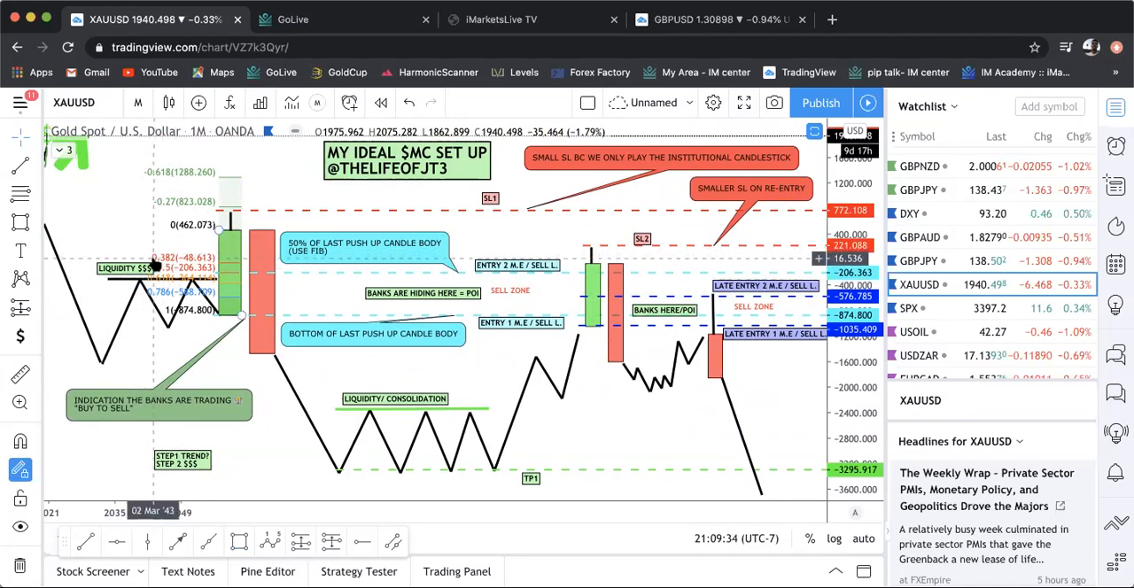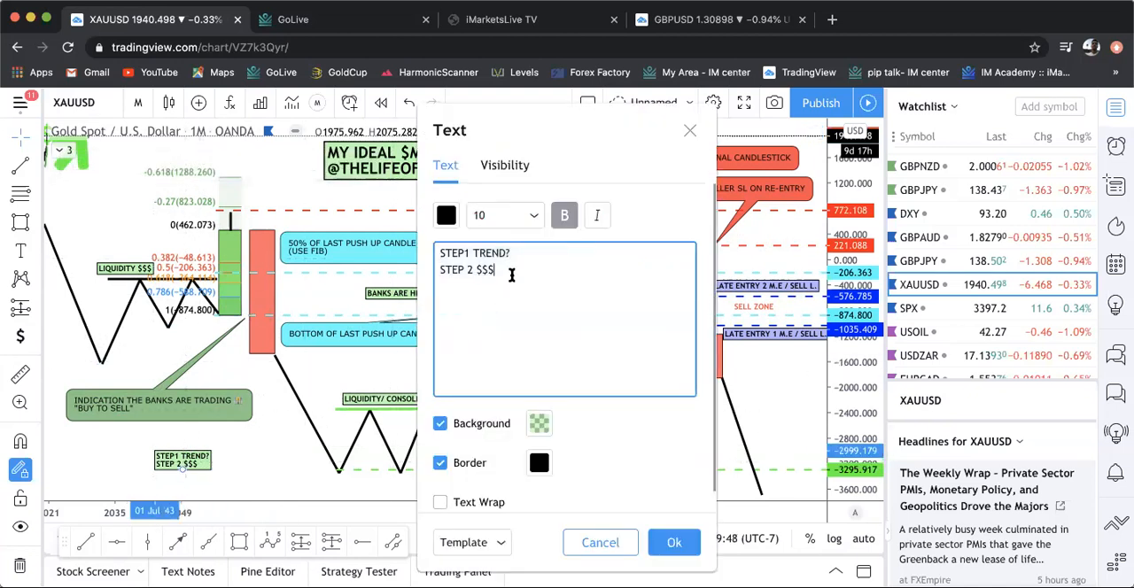Now with that being said, knowing that we do have money, we're waiting for the banks to enter the game. The indication that banks are actually in the game is the banks buying to sell. It's this actual institutional candlestick. So step number three, we're looking for the banks. Where are the banks?